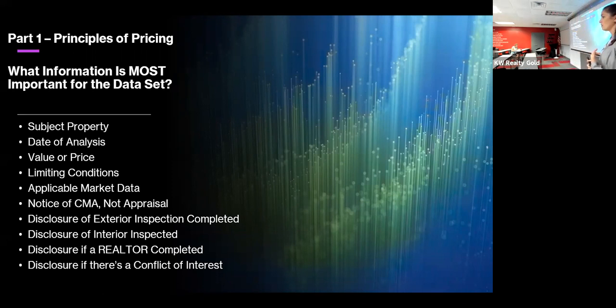You need a disclosure about the exterior. What did we see when we looked around the outside? Broken windows, stucco that's falling off, foundation cracks, any of those things would affect it. So you're talking about the exterior.